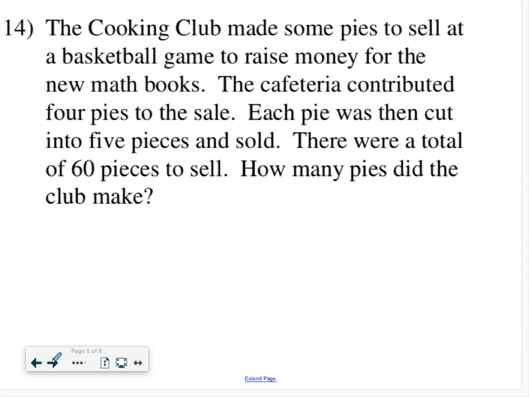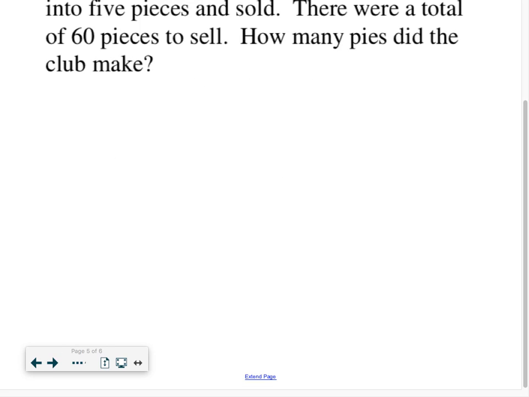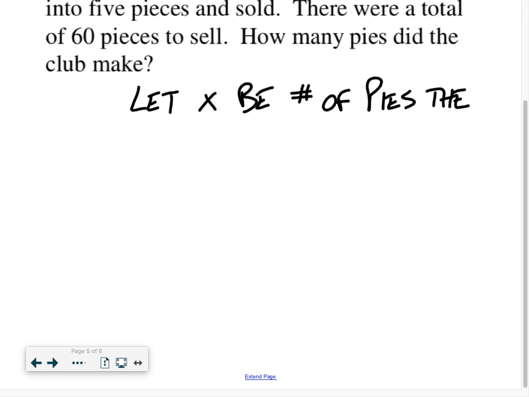Alrighty. Last one. Cooking Club made some pies to sell at the basketball game to raise money for new math books. Wow, that's awesome. Cafeteria contributed 4 pies for the sale. Each pie was then cut into 5 pieces and sold. There were a total of 60 pieces to sell. How many pies did the club make? Okay, so let x be the number of pies the club made.